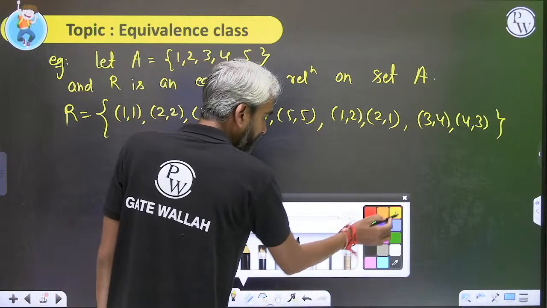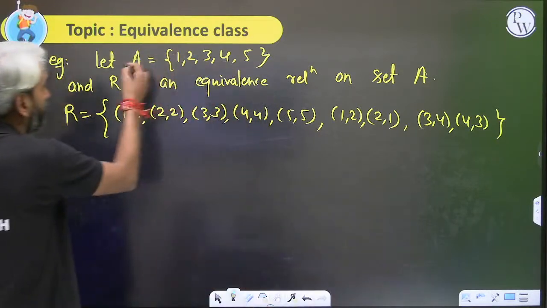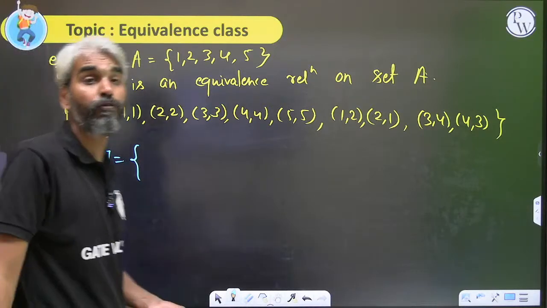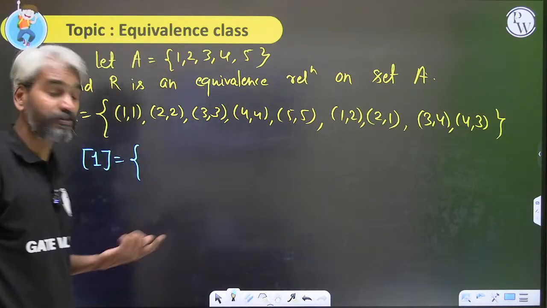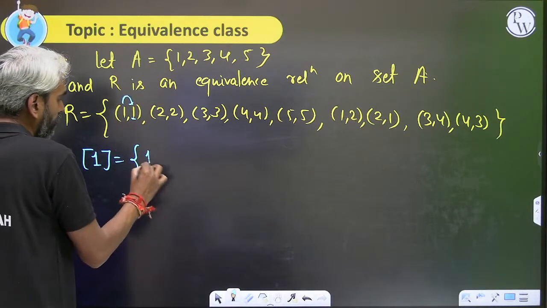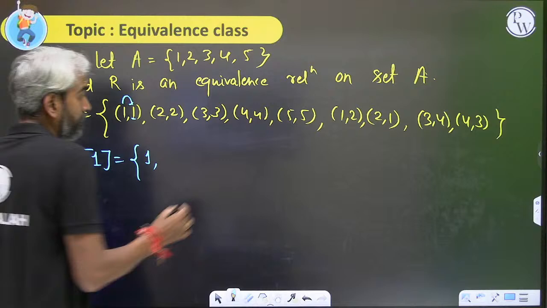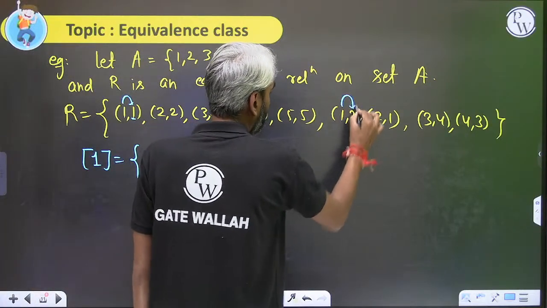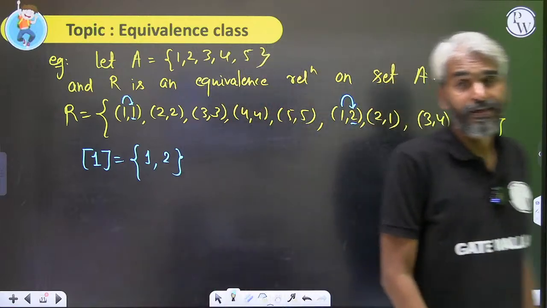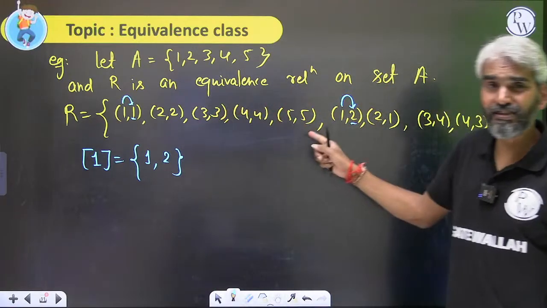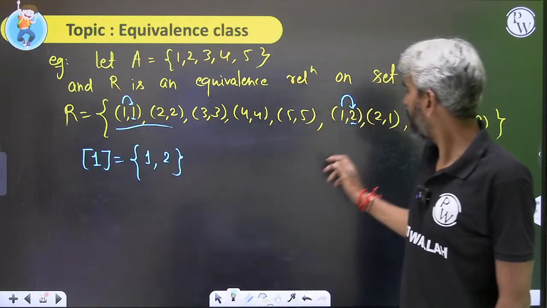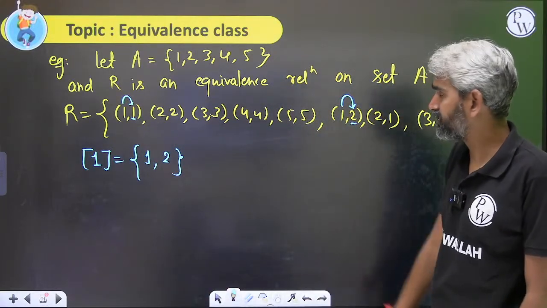Now, how do we define the equivalence class for the elements of set A? How do we define the equivalence class of 1? The equivalence class of 1 is the set of all elements which relate with 1. So, look at this relation. Sir, 1 relates with 1, therefore 1 will be a member of the equivalence class of 1. Apart from that, 2 relates with 1, therefore 2 will also be an element of the equivalence class of 1. Is there any other element in this relation which relates with 1? No, sir. Only 1 relates to 1 and 2 relates to 1. No other element relates with 1.